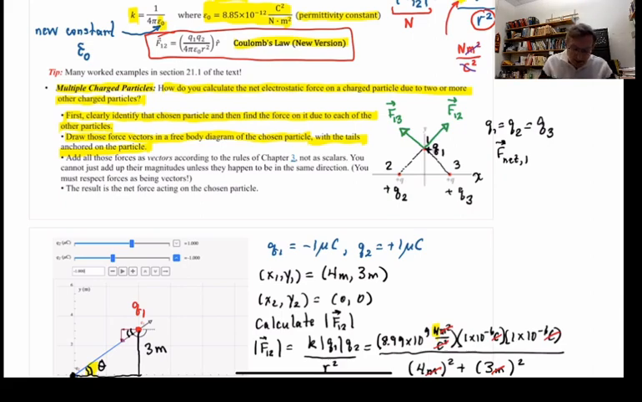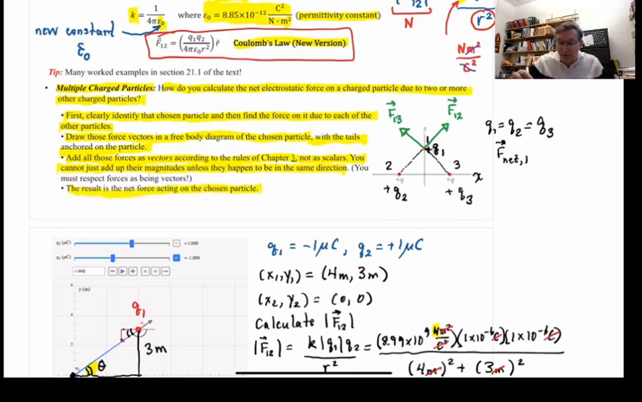And then there's one more step. Add all those forces as vectors according to the rules of vector addition that we studied in chapter 3. Please note, you cannot just add up the magnitudes of F12 and F13, because that's not how you add vectors like you see here, where they don't point in the same direction. The result of that vector addition is the net force on particle 1.